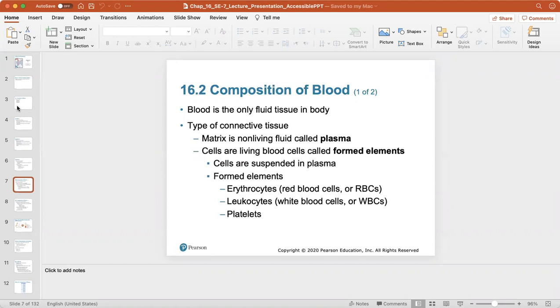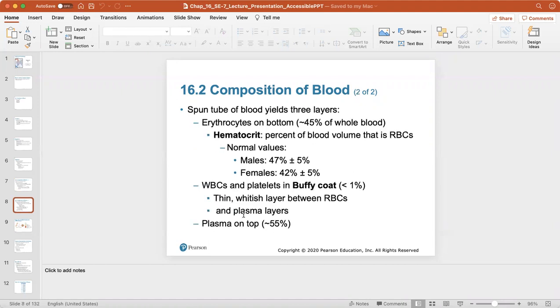So the composition of blood, it's the only fluid tissue in the body. The matrix is non-living plasma, and then cells are the living blood cells called the formed elements. So to make up blood, we get plasma and formed elements. Plasma is non-living and formed elements are the living cells. So within the formed elements, we have erythrocytes, leukocytes, and platelets, which are the three types of cells: red blood cells, white blood cells, and platelets.